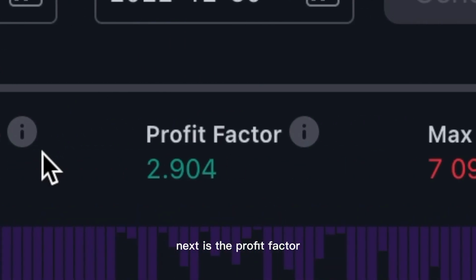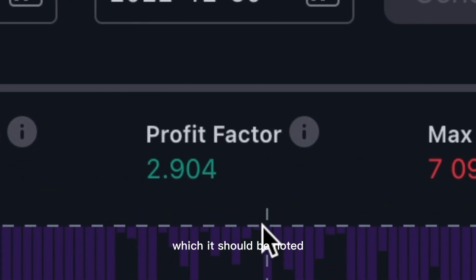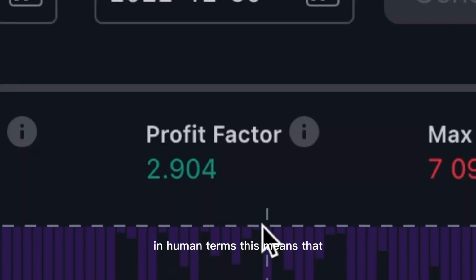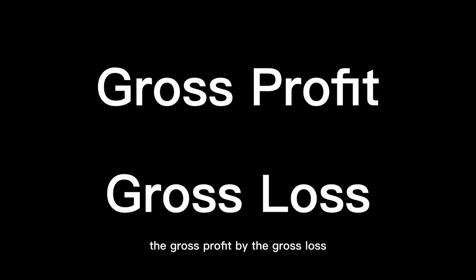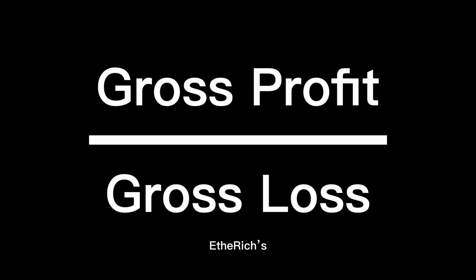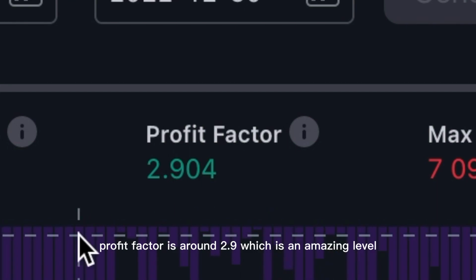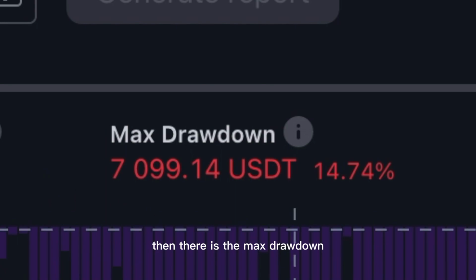Next is the profit factor, which it should be noted is a very vital parameter. The official definition of TradingView is this: the amount of money a TradingView strategy made for every unit of money it lost in the selected currency. In human terms, this means that the value is calculated by dividing the gross profit by the gross loss. Average profit factor is around 2.9, which is an amazing level. Then there is the max drawdown.